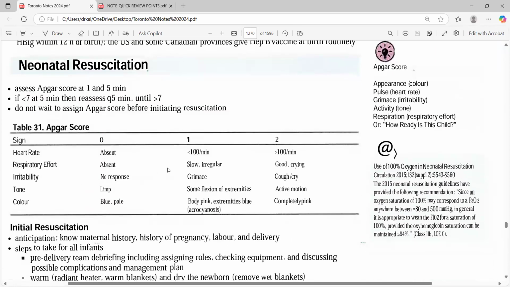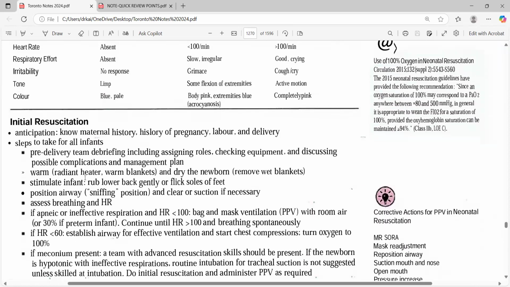Then the APGAR score, we already discussed this one. In this one, the initial resuscitation: pre-delivery, stimulate, positioning. This is important too because they can ask, if the APGAR score is low, what is the next step you will do? So you need to know at which level you need to do what. If this is basically an APGAR score of maybe 5, in that case don't go for something else.